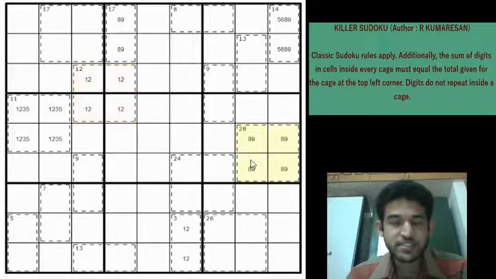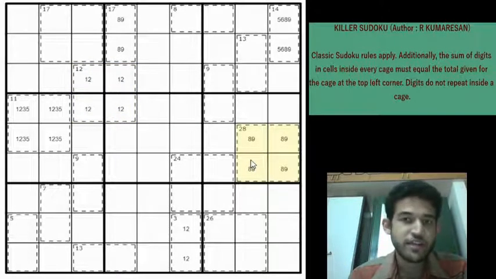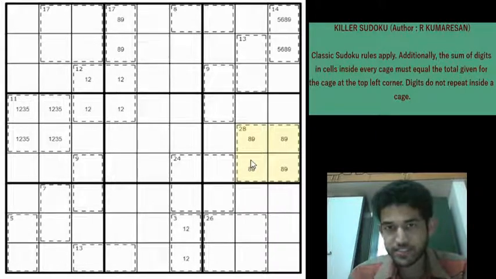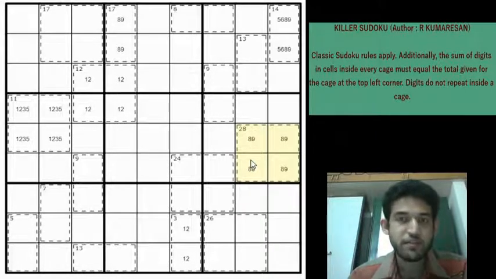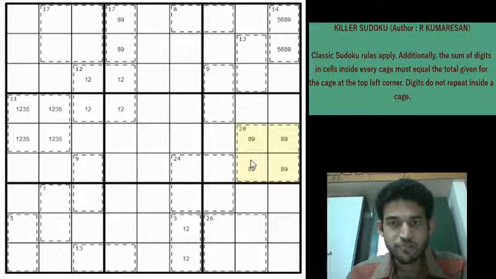And a 28 cage having 4 cells will always be 8, 9, 4, 7 or 8, 9, 5, 6. So you can be sure that 8 and 9 must be inside the 4 cell cages of 28. These are all crucial information and will help you solve a killer Sudoku faster.